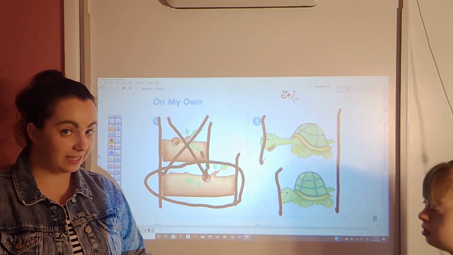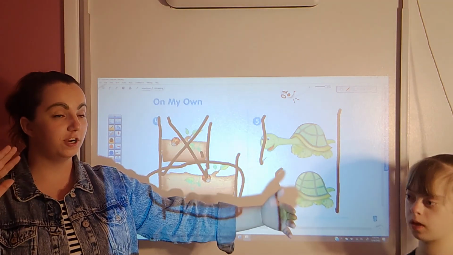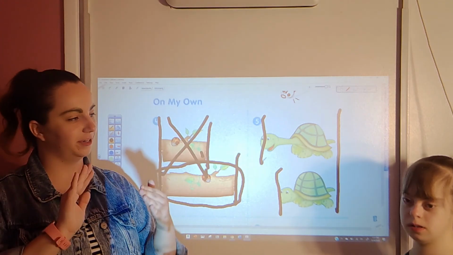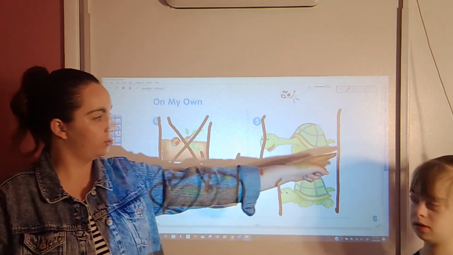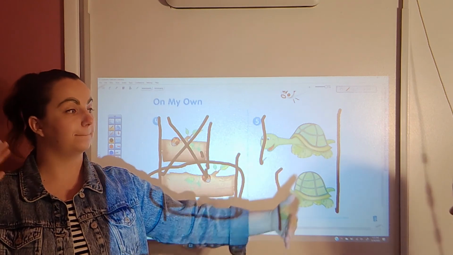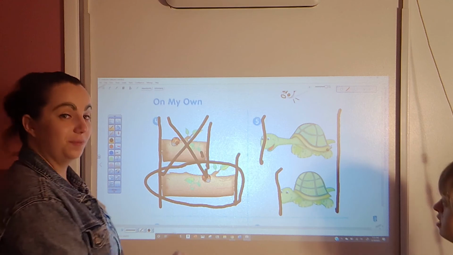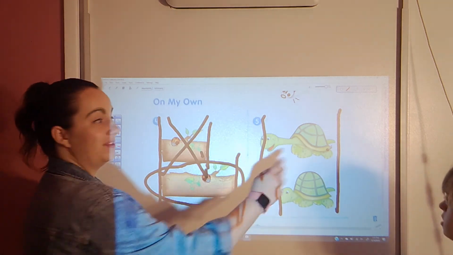Since they're different lengths, let's go ahead and find out which turtle is longer and which one is shorter. Kaylee, looking across, which turtle is longer? Yes, that turtle is longer. So I'm going to go ahead, draw a circle around that turtle.